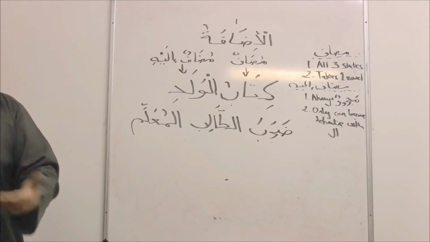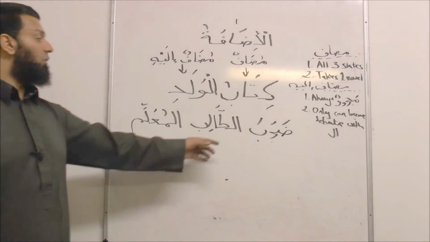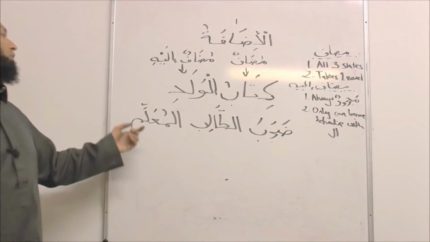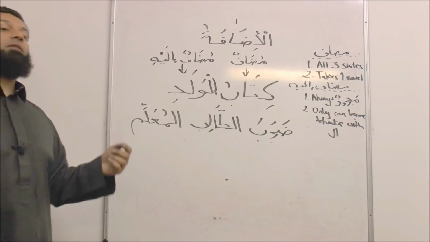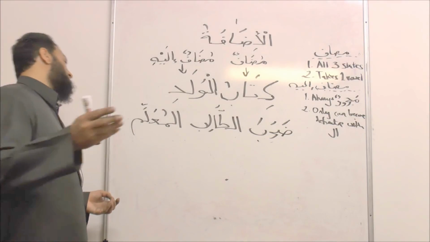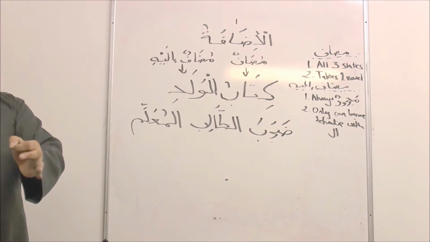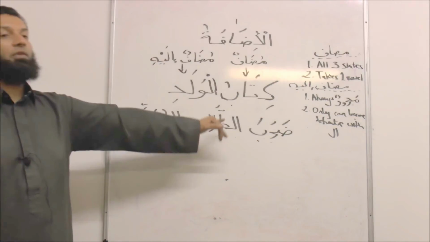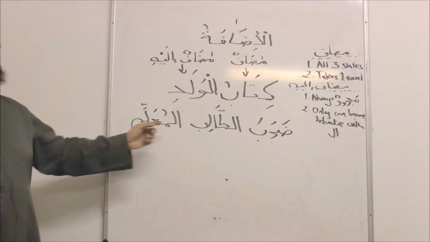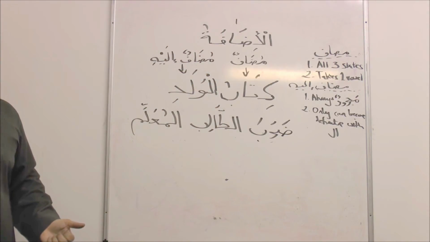So now how are we going to read this? We have one of two ways, don't we? Either we're going to read it daraba at-talibu al-muallima, which gives us the meaning: the student hit the teacher. Or we're going to read it daraba at-taliba al-muallimu: the teacher hit the student.